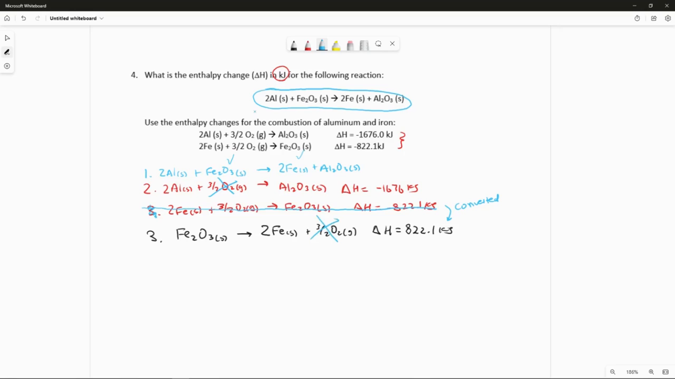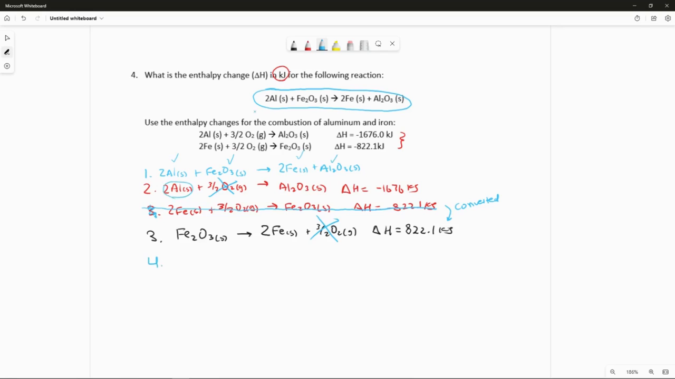All right. Then we take a look at our number 2 equation, the one we didn't touch yet. 2Al is on the left-hand side, the same location of the arrow. And Al2O3 is on the right-hand side of the arrow, just like the blue equation. Therefore, this one is also good. And this is going to be our final equation. We can write this final equation again.